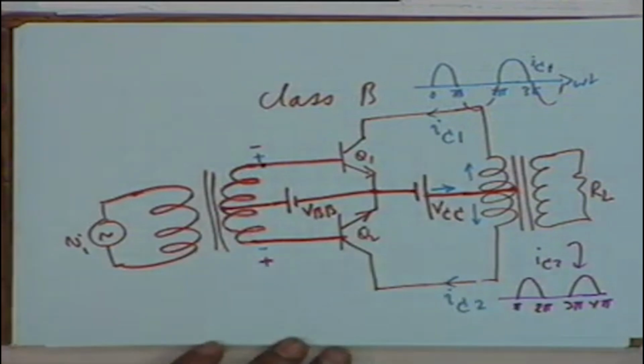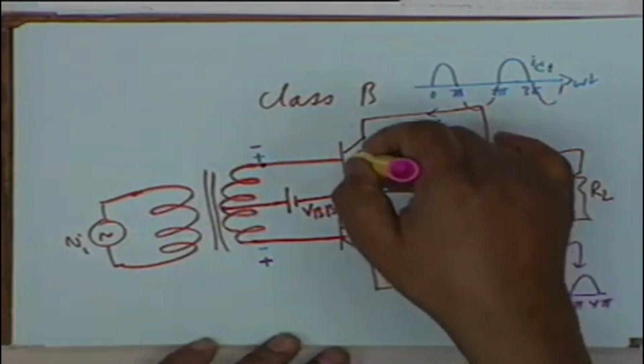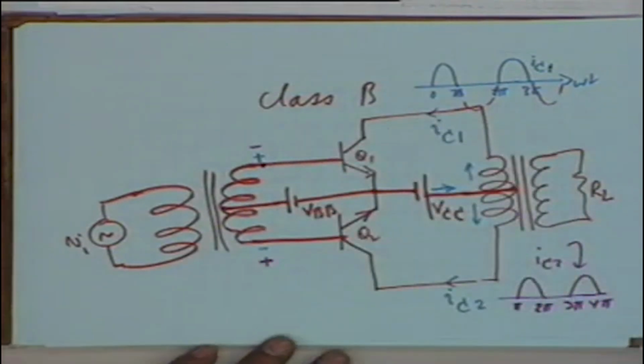But the advantage is that only one of the transistors conducts. Normally without signal there is no power dissipation, and therefore the efficiency should be high. Let us look at what can be the ideal efficiency. Is the operation clear? Is there any question?